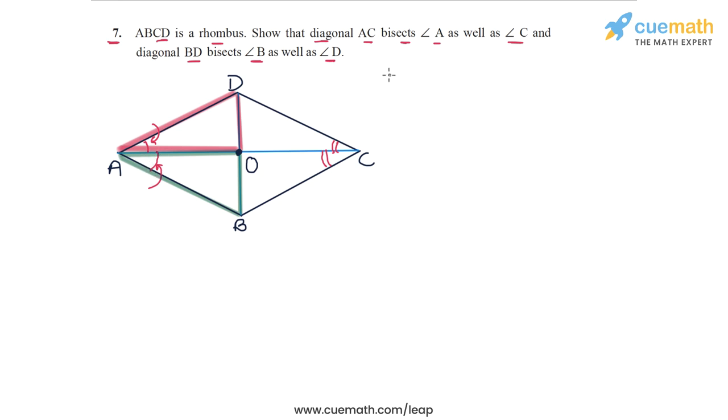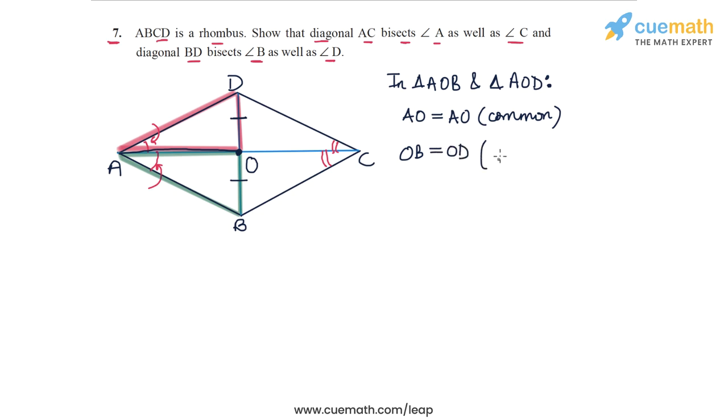Okay, so let's do this comparison. In triangle AOB and triangle AOD, the side AO is common, so we can write AO is equal to AO, common. Now OB and OD are equal, because a rhombus is a parallelogram, and in any parallelogram the diagonals bisect each other. So we can write OB is equal to OD, because diagonals bisect each other.